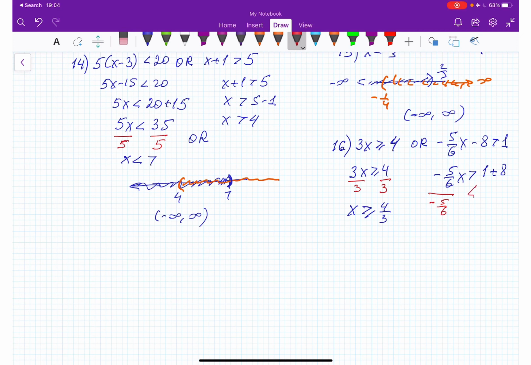Since here we have 9, we also divide by negative 5 over 6. So what do we get? Here we get x less than, so let's see, 9 divided, so it's going to be negative anyway. So 9 divided by 5 over 6. So it's going to be 9 times 6 over 5. 54 over 5. Okay.